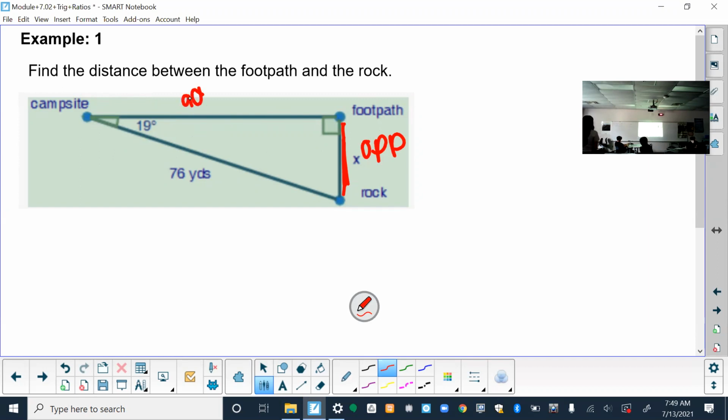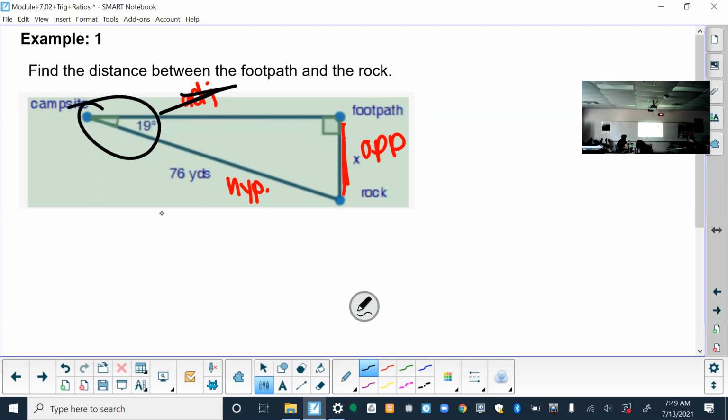This side would be adjacent, even though that side isn't labeled. This side over here is my hypotenuse because it's my longest side directly across from the 90-degree angle. So looking at what they give us, they don't give us a value for adjacent. So I'm just going to ignore that. But they do give us a value for the hypotenuse, and they give us x for opposite, and they give us this angle.